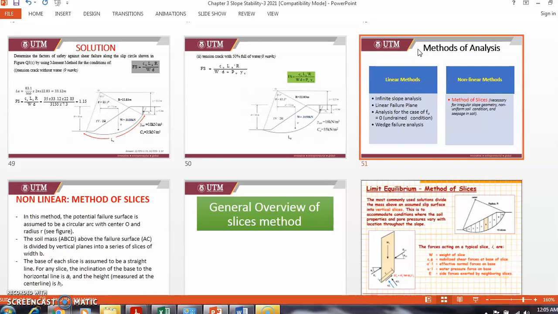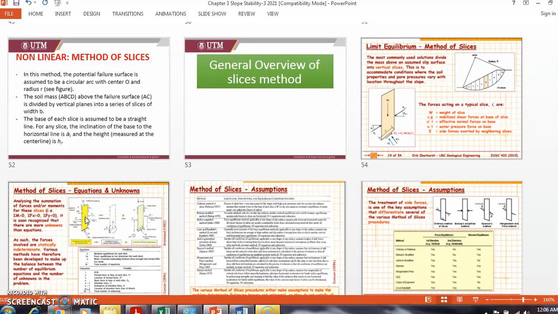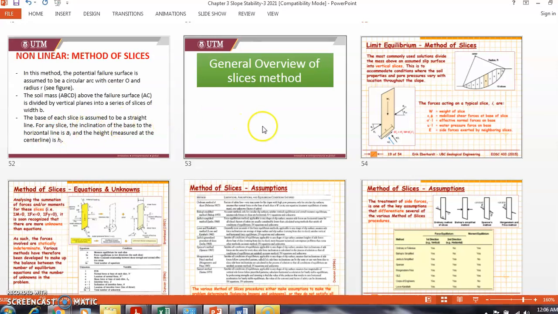So we now want to highlight the non-linear method. Okay, non-linear method. If you could go to the slides. So actually I put a lot of general overview of the slices method. Overview of the slices method.